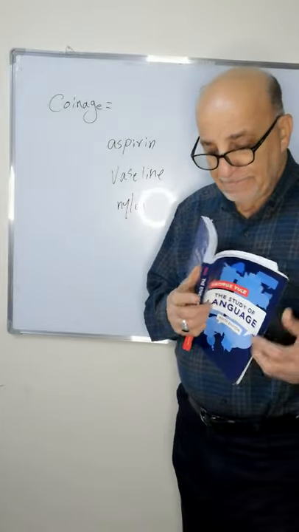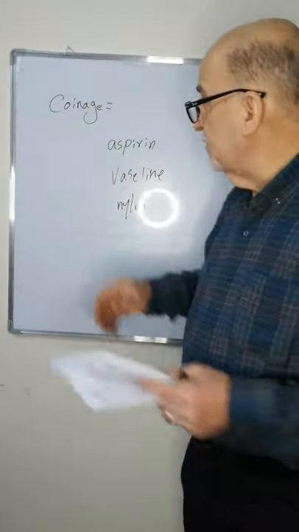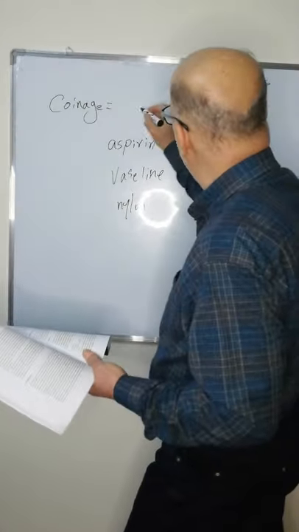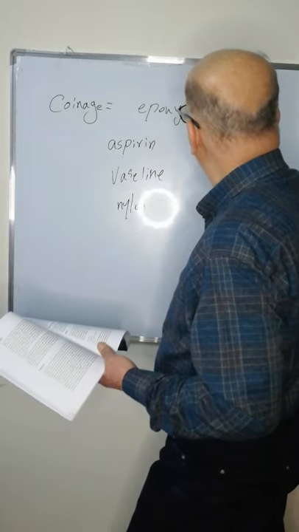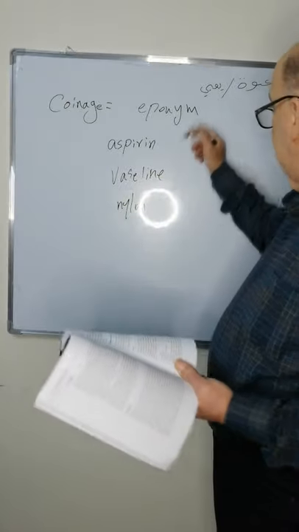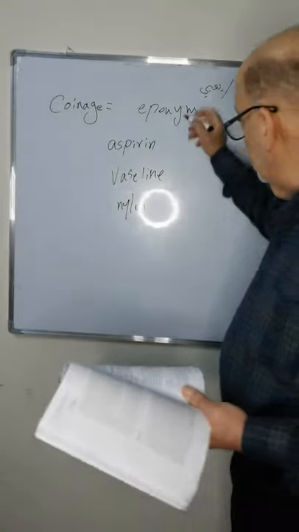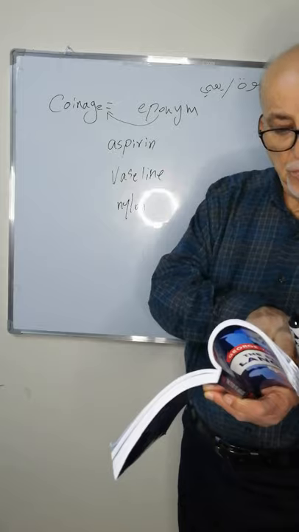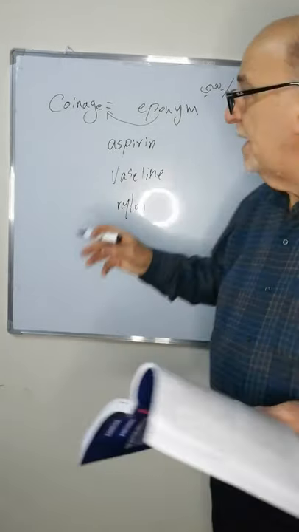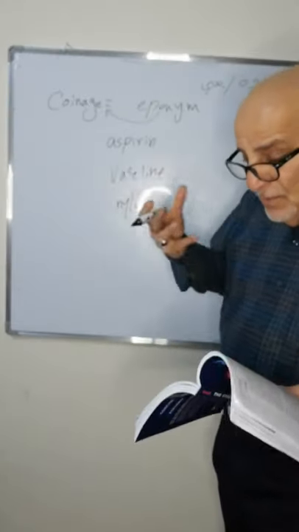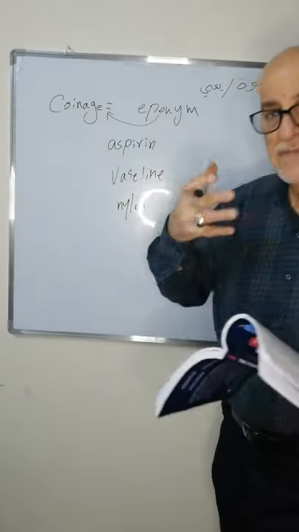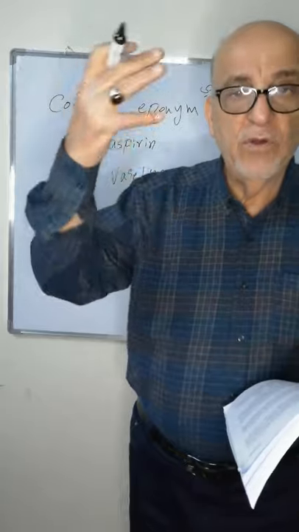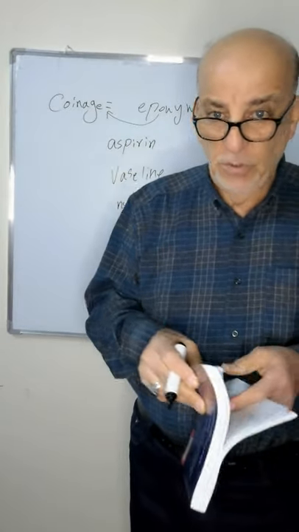I'd like to mention something very interesting. Under coinage, we have what we call eponym, E-P-O-N-Y-M. Eponym is also a new word, but this new word is based on the name of a person or the name of a place.